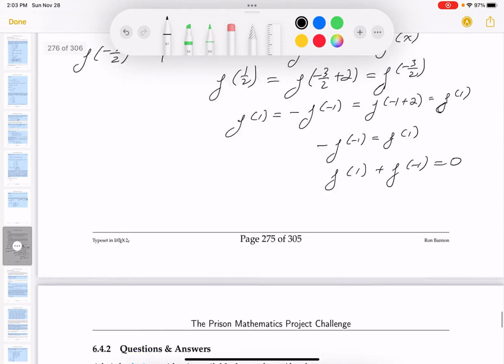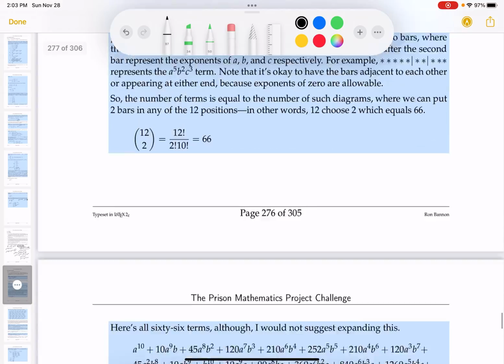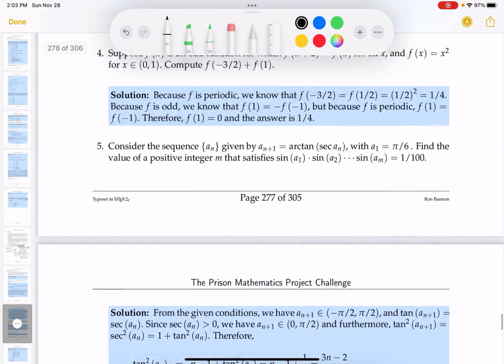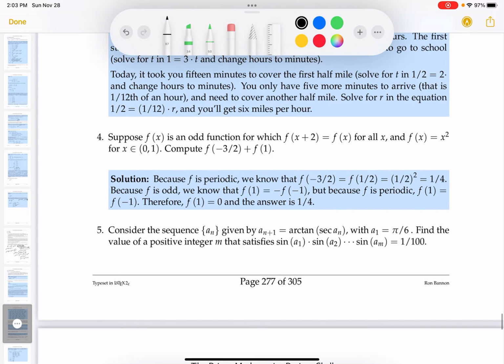What number was that? Number 4, right? Oh, trickier than I thought. Let's see what they wrote down. I did the same business, right? It's odd because it's periodic. F of 1 equals minus f of minus 1. There, f of 1. Yeah, I ought to think about it. Got 1/4 out of it.